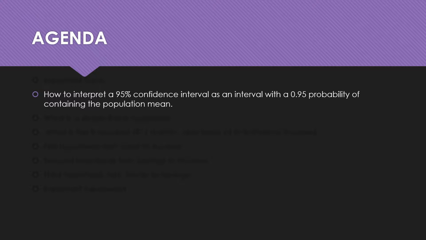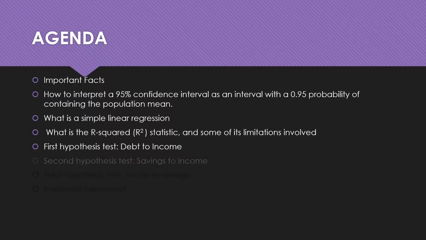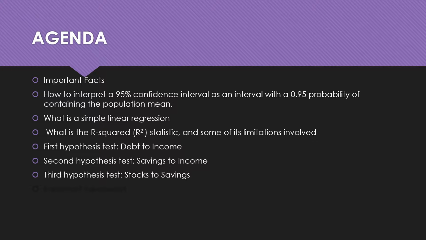Our agenda: how to interpret a 95% confidence interval as an interval with a 95% probability of containing the population mean. Important facts: what is a simple linear regression? What is the R-square statistic and some of its limitations? First hypothesis test, debt to income. The second hypothesis test, savings to income. Third hypothesis test, stocks to savings. And important takeaways.